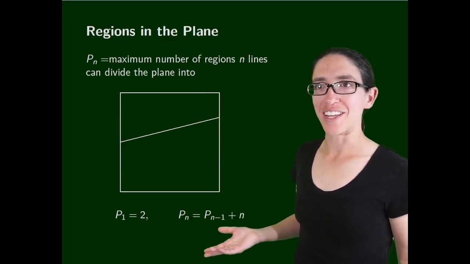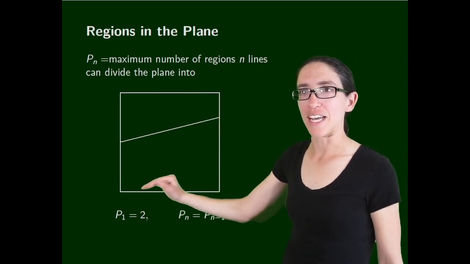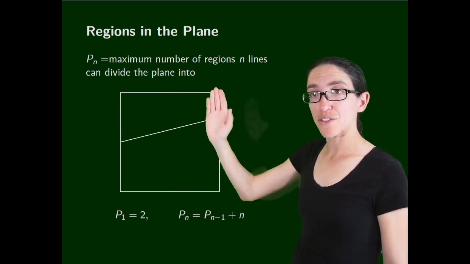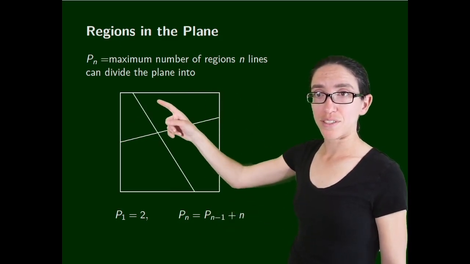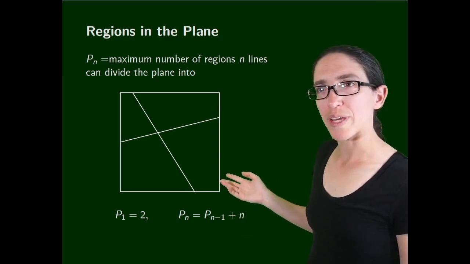But what if we add another line? Well, if we add the other line parallel to this line, it would divide into 3 regions. But if we have it crossing, then we get 4 regions. 1, 2, 3, 4. So let's see what happens when we add a third line.